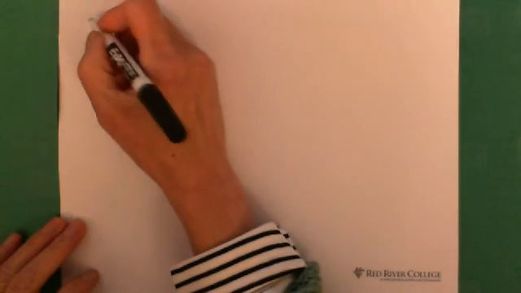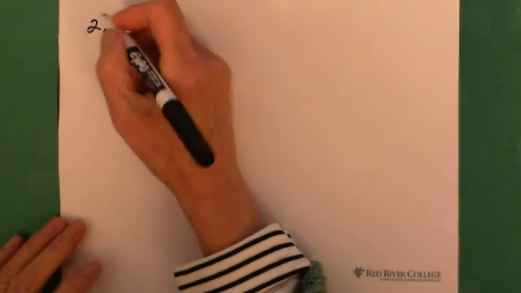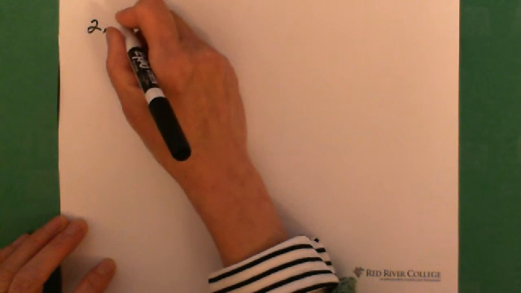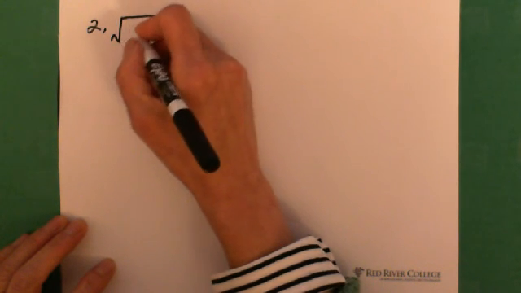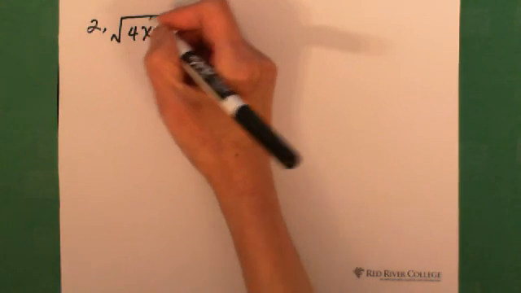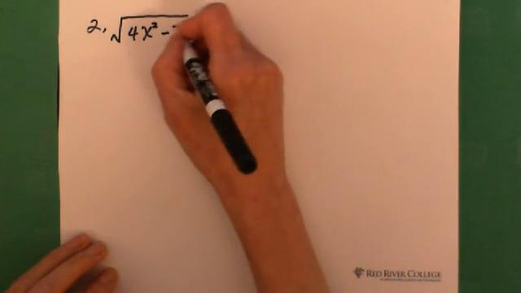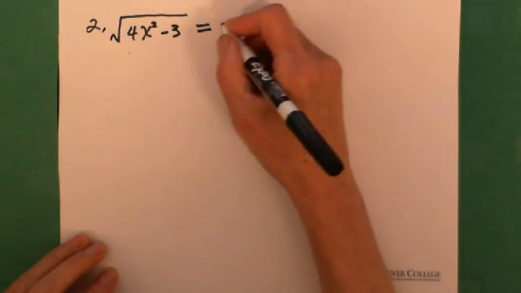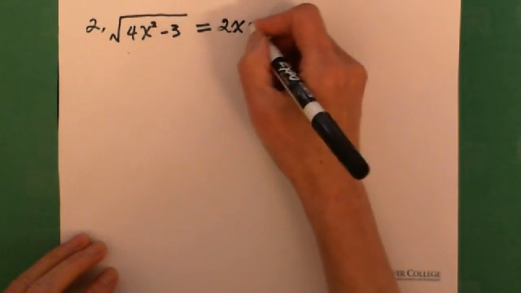Second equation: the square root of 4x squared minus 3 on the left side equals 2x plus 1.